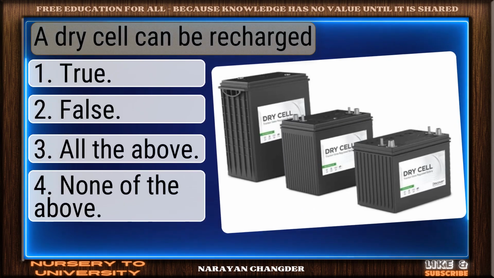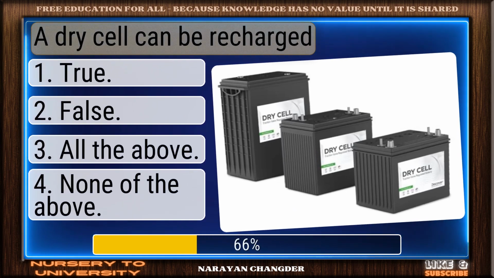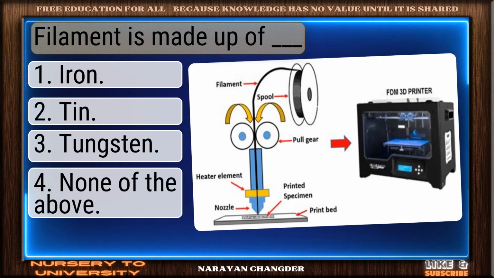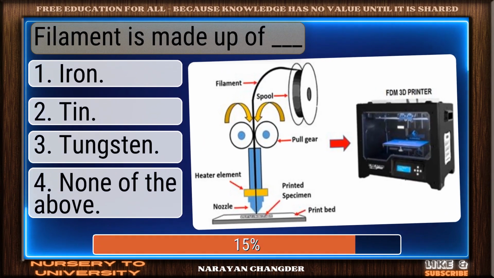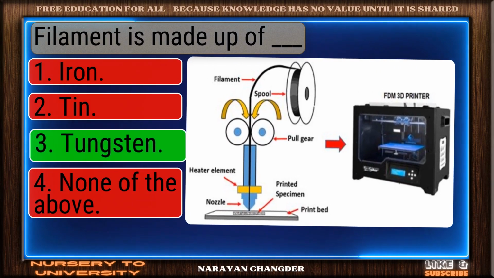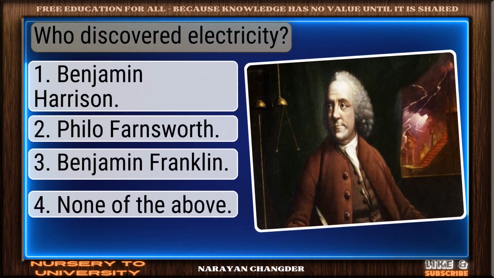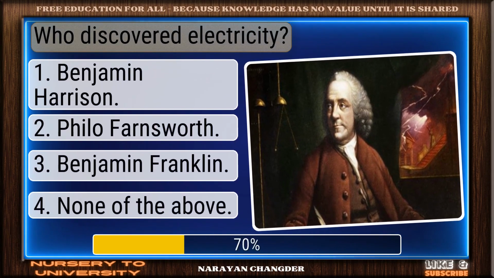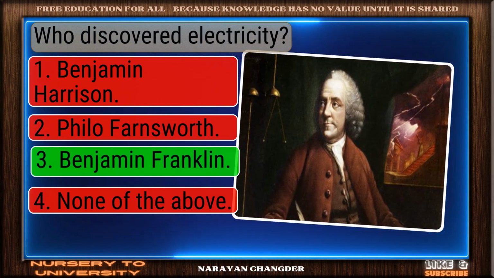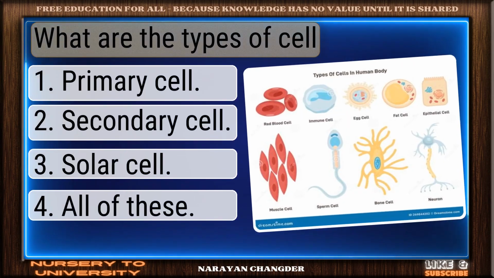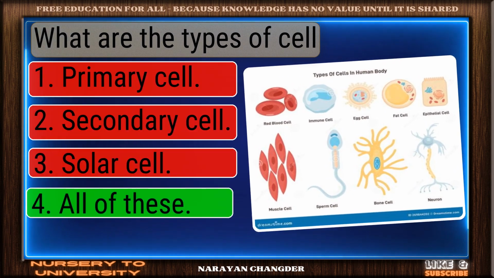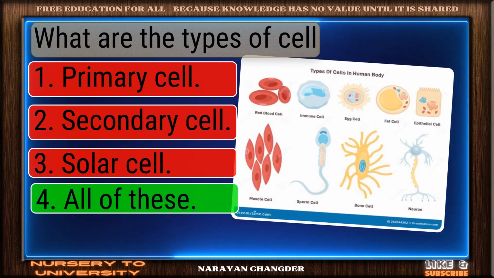A dry cell can be recharged. Smart pick. False is the correct choice. Filament is made up of dash. Great thinking. Tungsten is the right choice. Who discovered electricity? You got it. Your choice, Benjamin Franklin, is right. What are the types of cell? Well done. All of these is the right choice.